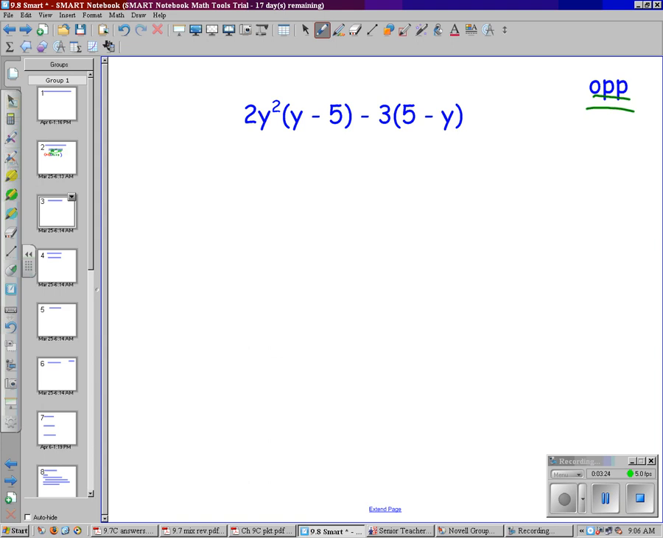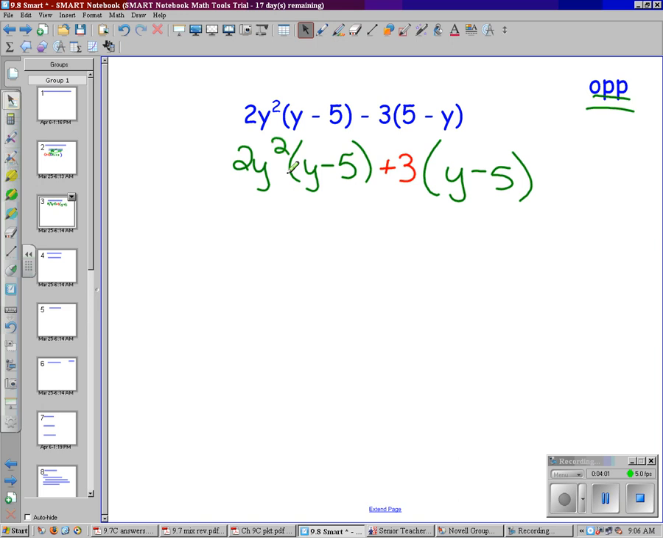When you have opposites of each other, you have to make them be the same. What could you take out of the second binomial in order to make it look like y minus 5? What do you think, Josh? A negative. So I'm going to rewrite this as 2y squared with the y minus 5. And I'm going to put a plus 3 out there because I will now write this as y minus 5. Why did I put plus 3?